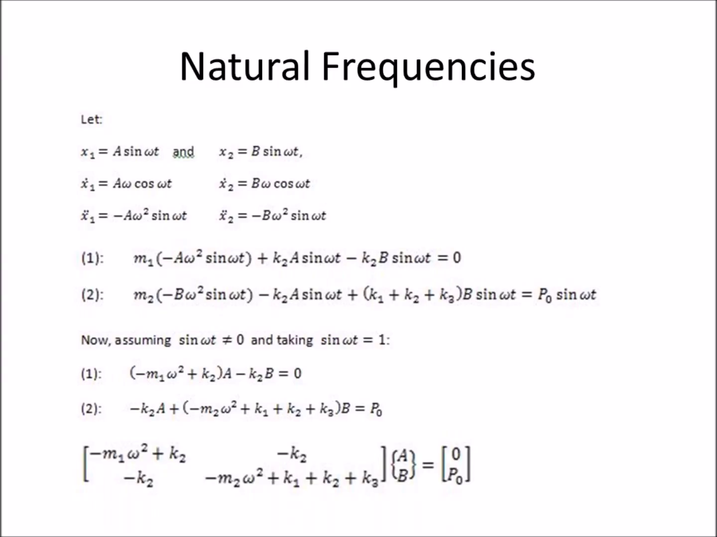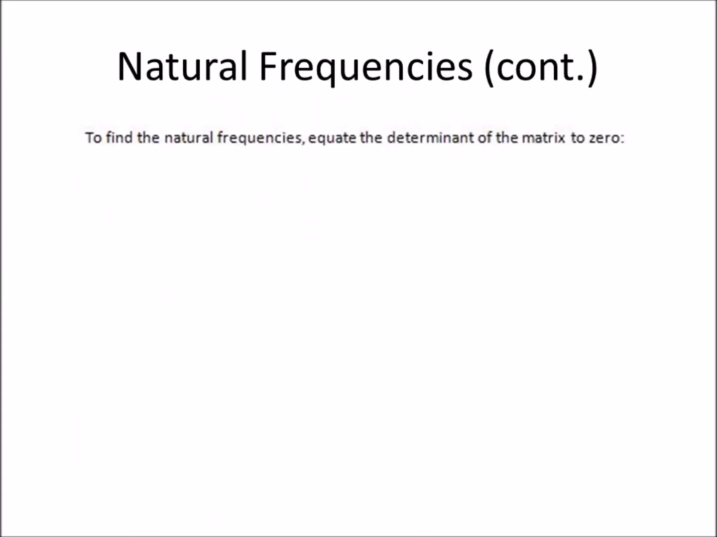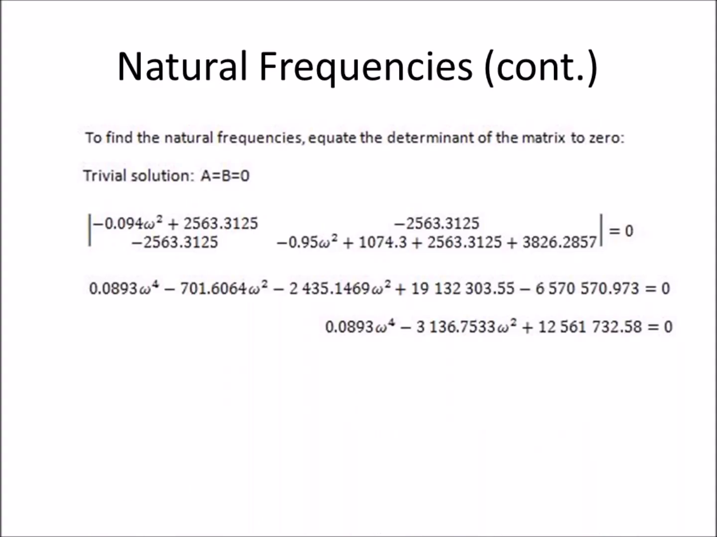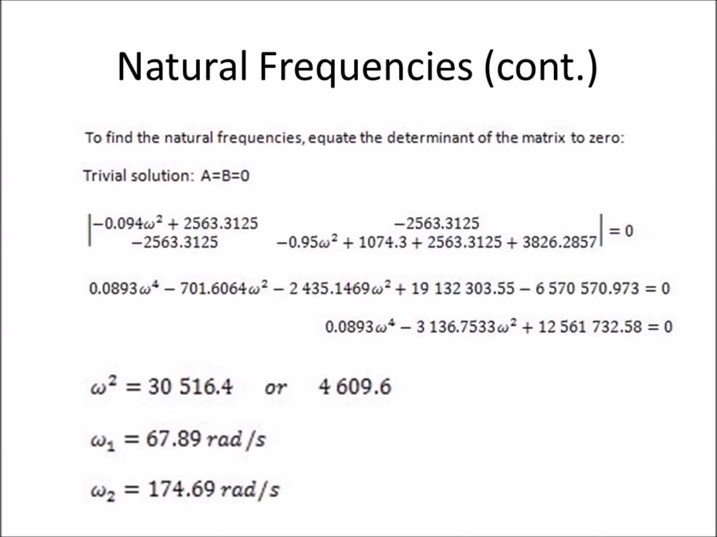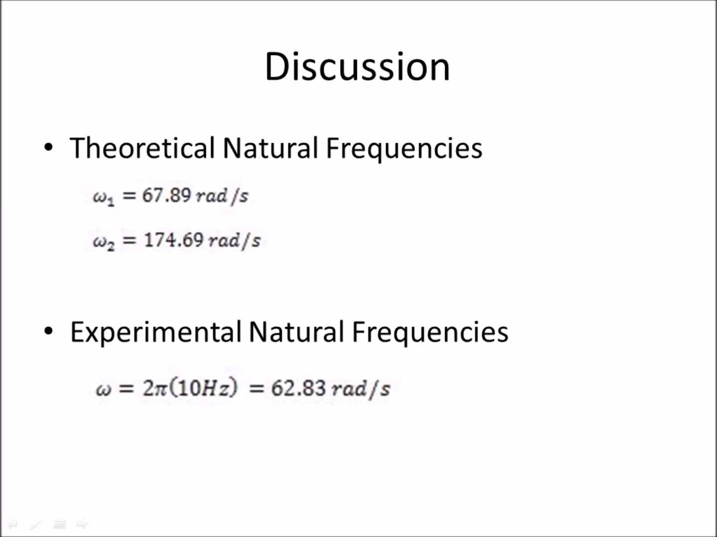We finally obtain the characteristic equation in terms of A and B. To find the natural frequencies, we equate the determinant of the matrix to 0. By applying the trivial solution and solving, we obtain omega 1 and omega 2. Now let's compare the theoretical natural frequencies to the experimental natural frequencies. In the theoretical calculation, we obtain omega 1 equals 67.89 radians per second and omega 2 equals 174.69 radians per second. In the experiment, we obtain omega equals 62.83 radians per second, which is very close to omega 1 obtained from the theory.